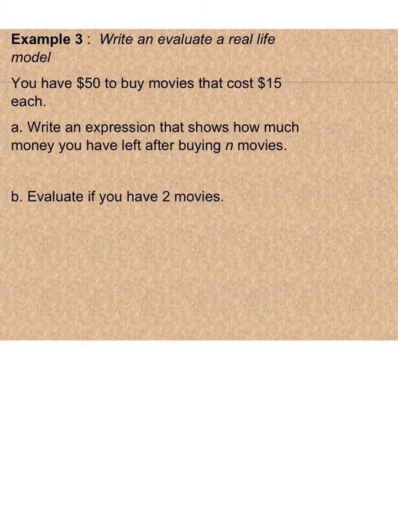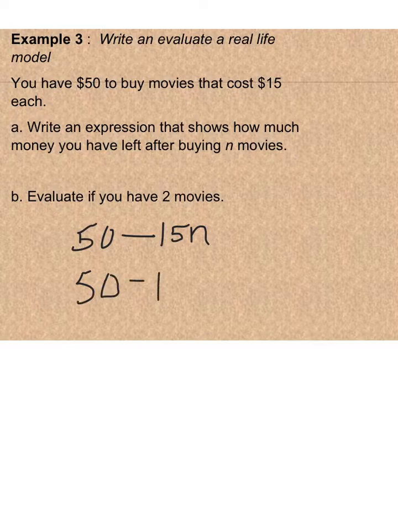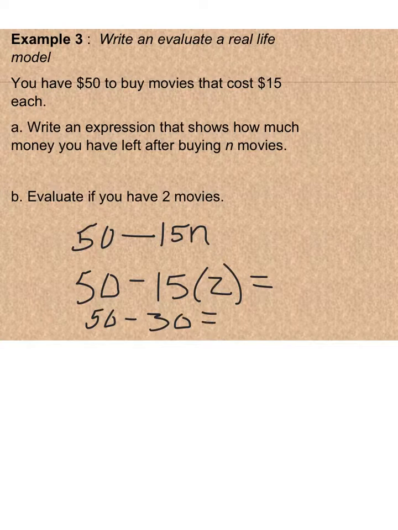So if I want to write an expression that says that I have $50 to buy movies that cost $15 each, that means we're going to have 50 minus 15 times n. If I want to evaluate that expression after I've bought 2 movies, I'm going to have 50 minus 15 times 2, which will be 50 minus 30, which will leave me with $20.